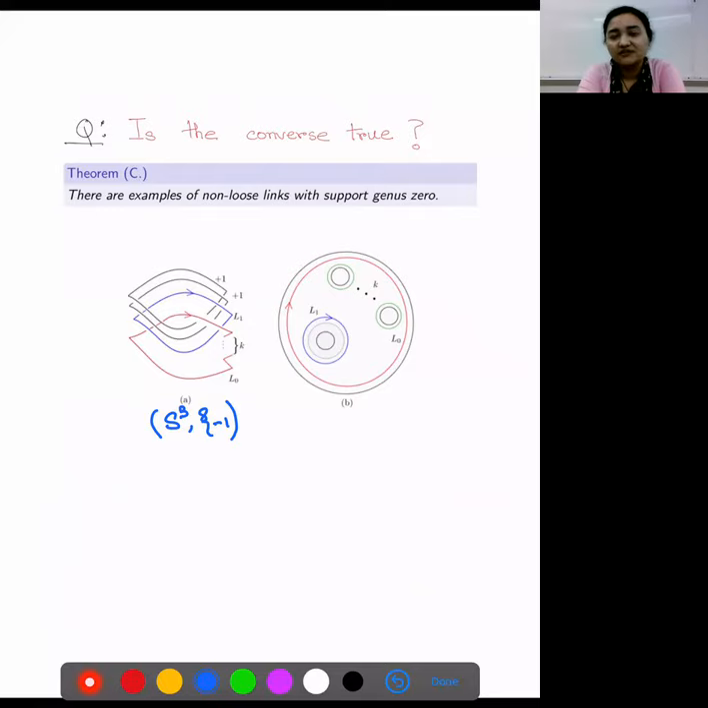On the right-hand side, we have the fiber of the open book, which supports this particular contact structure. And we can see that this link lies on the page. And the page is a disk with punctures. So this is planar. And so non-loose links can have support genus 0. Okay, so all of these results are about Legendrian links. What about transverse?